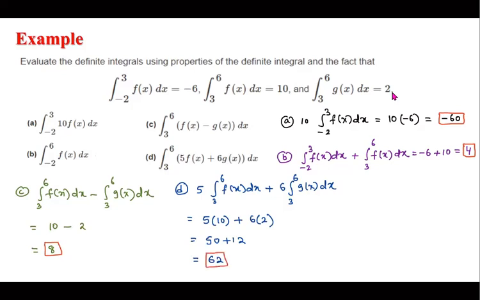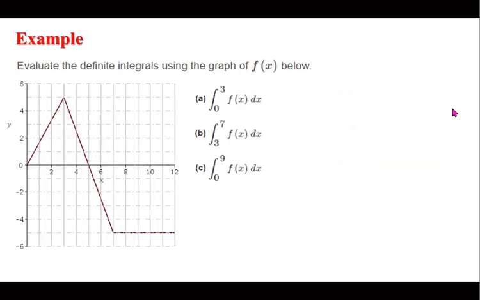So that's how we can use the property of the definite integral to evaluate the integrals like this, a, b, c, d, when the value of integrals on certain interval is given. Okay, let's move on to the next example.